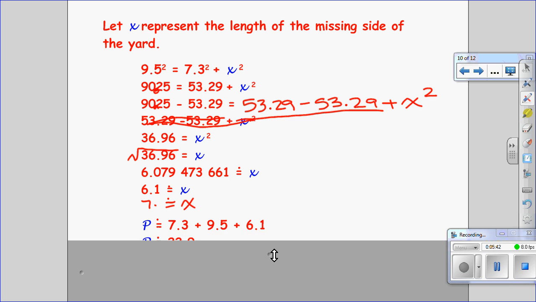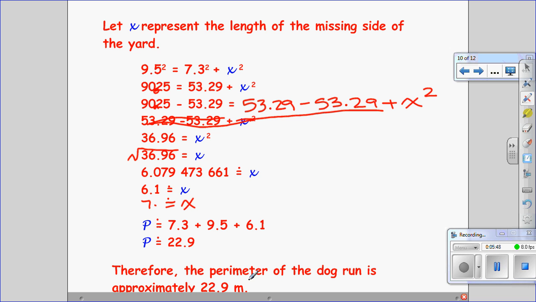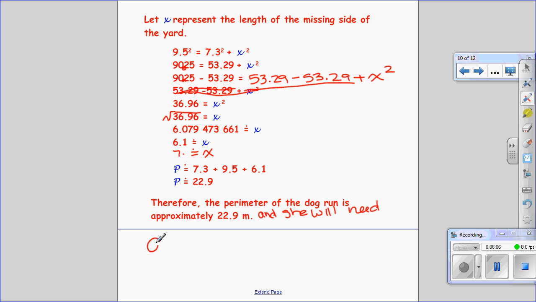So now, if I look at my perimeter, I add up my 3 sides. And when I write my sentence answer, the perimeter of the dog run is approximately 22.9 meters. And she will need, I'm going to have to round up, approximately 23 meters of fencing. Because of course you don't want to round down, because if you round down, there won't be enough fence.